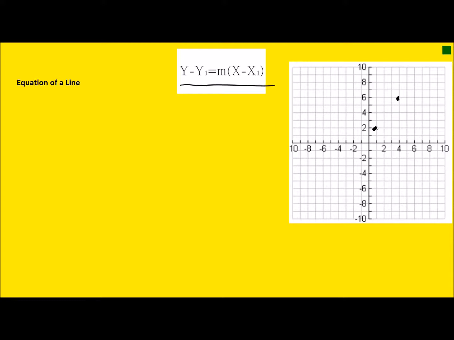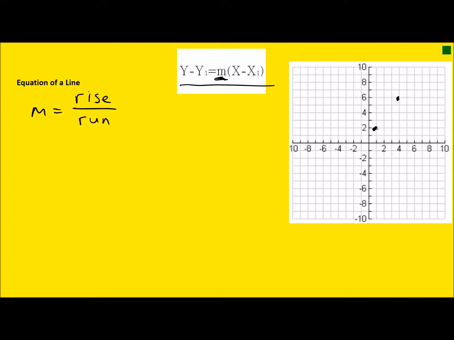So let's look. y minus y1, so we need a point, equals m(x minus x1). So we need 1 point and we need to find out the slope. Okay, to find out the slope, there's a little bit of work we need to do. We need to start with our 2 points and we need to look at rise over run. If you'd rather work it out by formula, that's fine, but I think this is handy.